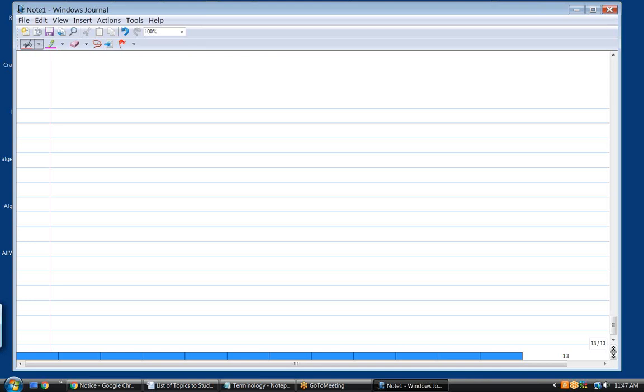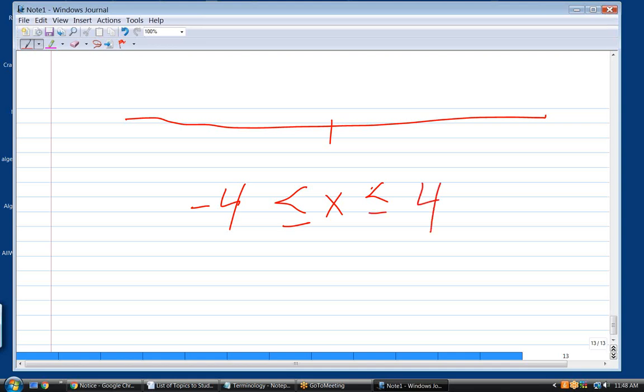Let's talk about graphing inequalities on a number line. You know how to do these, but I'll give you one or two just to make sure. So if x is greater than or equal to minus 4 and less than or equal to 4, how do I graph that on a number line? If that's negative 4 there, that's 0, that's positive 4. What's my graph going to look like?